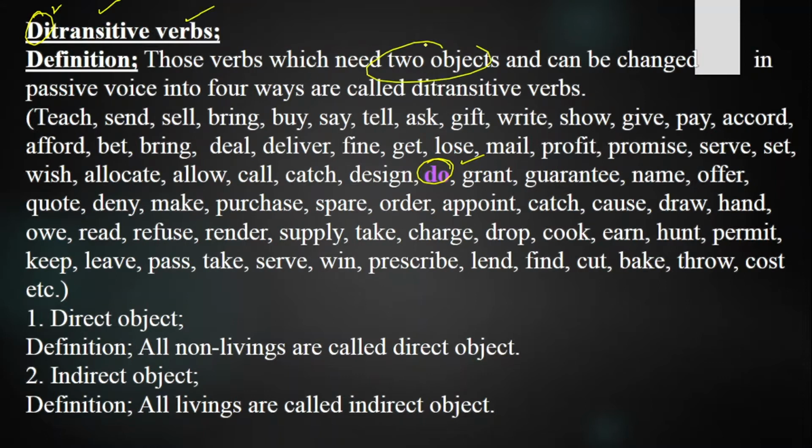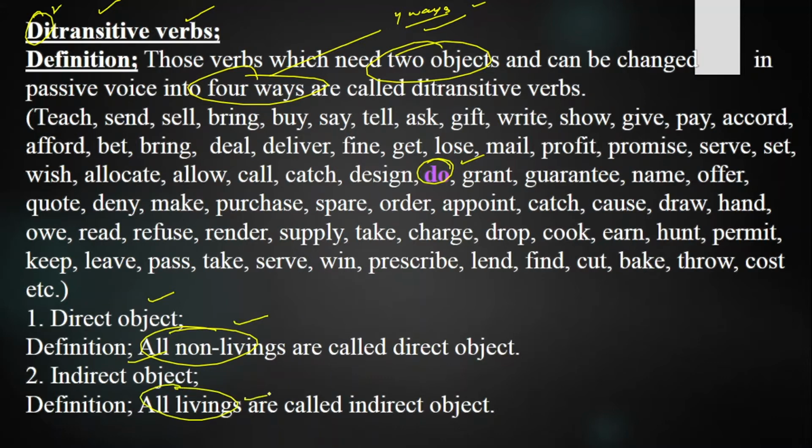So those verbs which need two objects and can be changed into passive voice in four ways are called ditransitive verbs. Ditransitive verbs need two objects, one direct object and one indirect object. What are direct objects? All non-livings are called direct objects and all livings are called indirect objects.